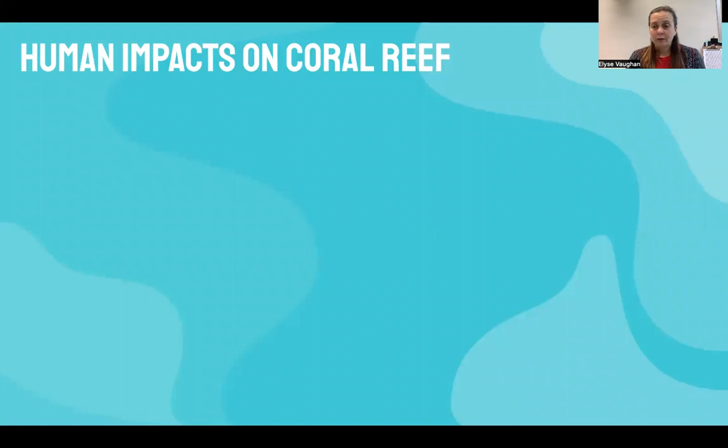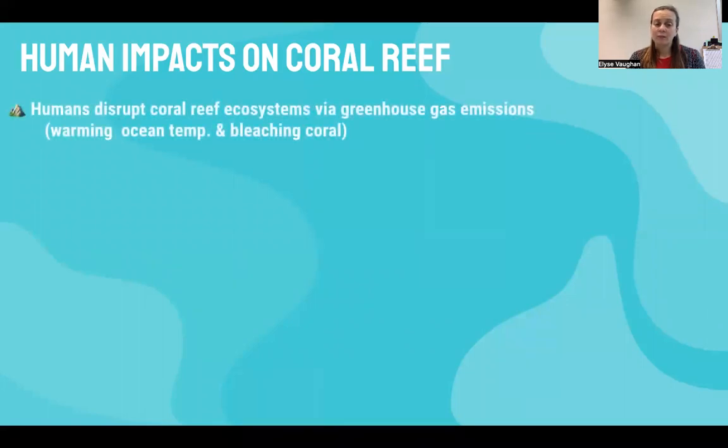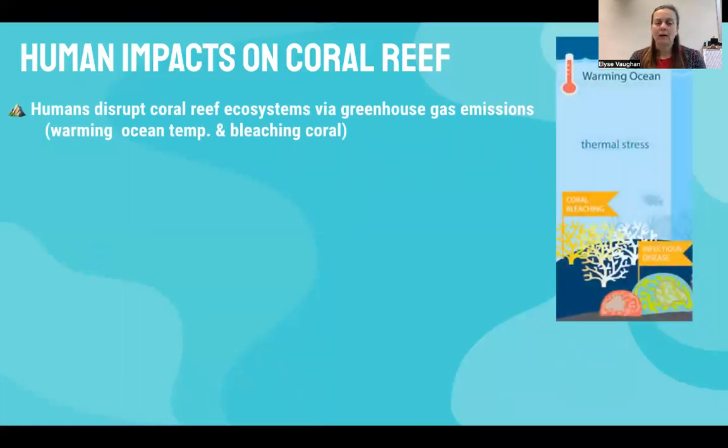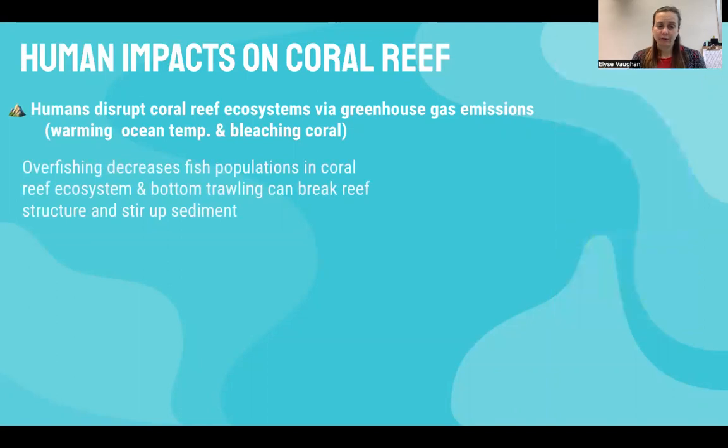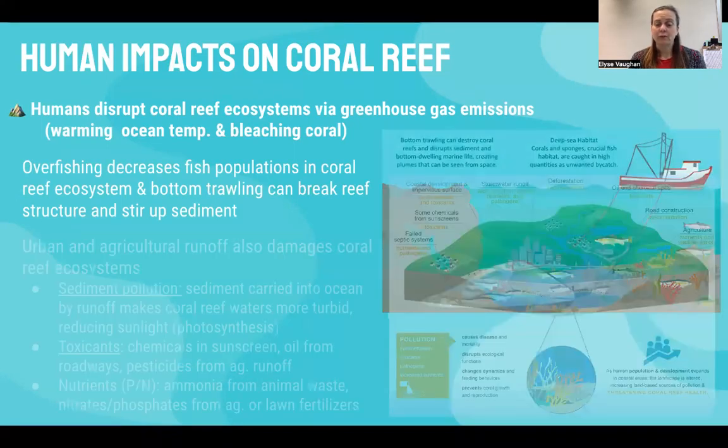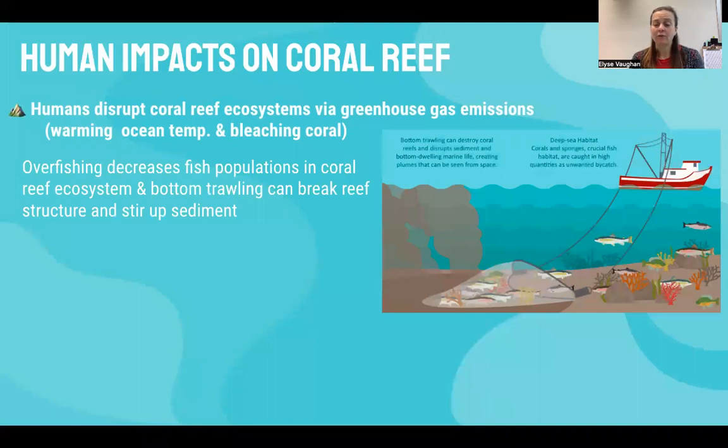Other human impacts on coral reefs. We disrupt these coral reef ecosystems because of the warming caused by greenhouse gas emissions, but we also overfish, which decreases fish populations in coral reef ecosystems. And bottom trawling can break up the reef structure and stir up sediment. A lot of reef organisms are caught as bycatch in commercial fishing operations and are unable to reestablish.